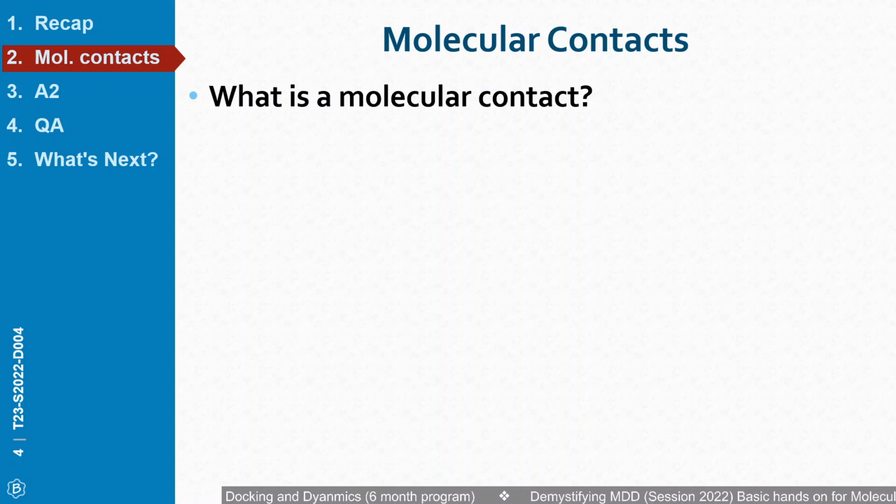Now we know that in a biological system, or in the world, two atoms interact, and if atoms are interacting they form a molecule.